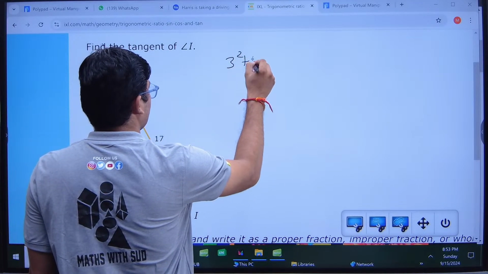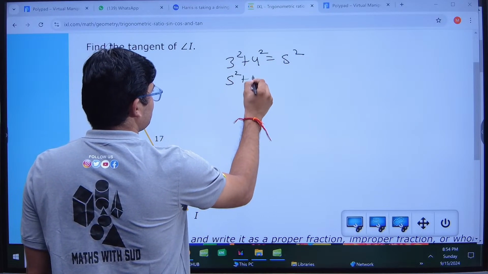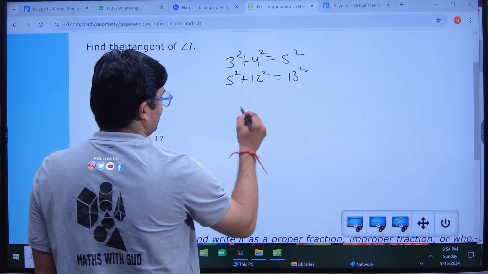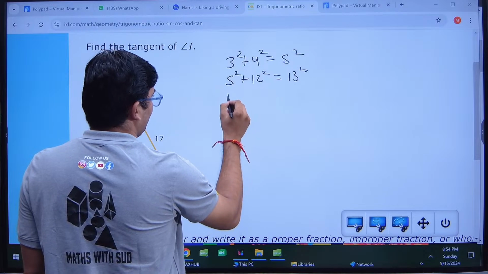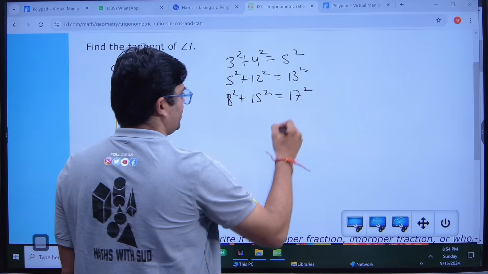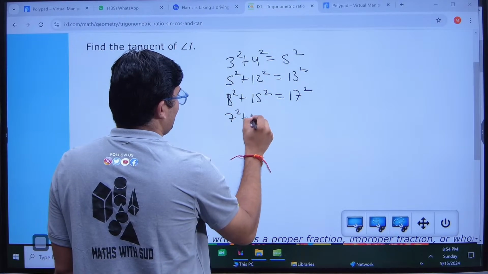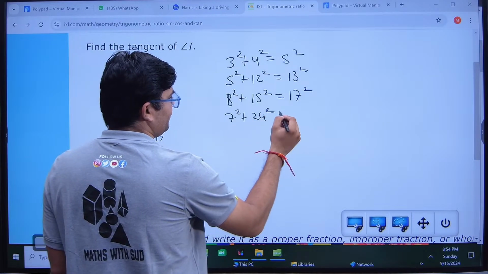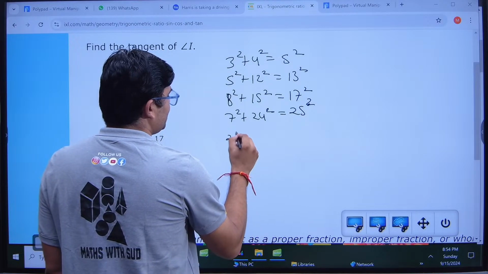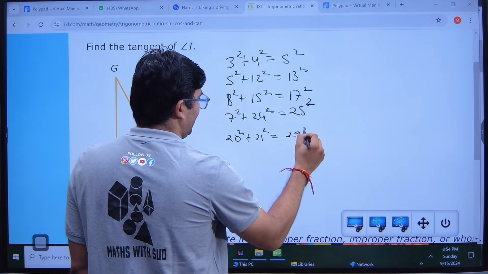3 square plus 4 square is equal to 5 square. Okay, 9 plus 16, 25. Then 5 square plus 12 square: 25 plus 144 is going to be 13 square, that is 169. Then you have 8 square, 64, plus 15 square, 225, is equal to 17 square, 289. Then you have 7 square plus 24 square, that is 49 plus 576, is equal to 25 square, which is 625. Then you have 20 square, 400, plus 21 square, 441, is equal to 29 square, 841.